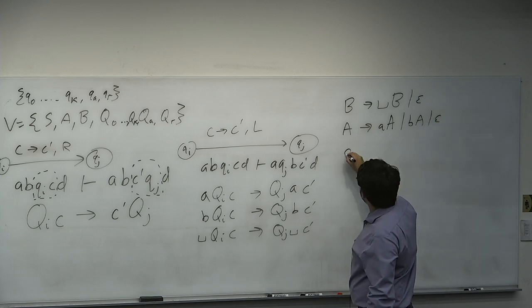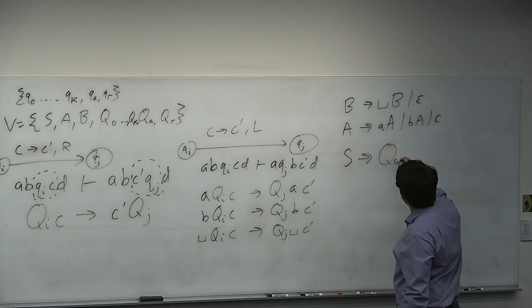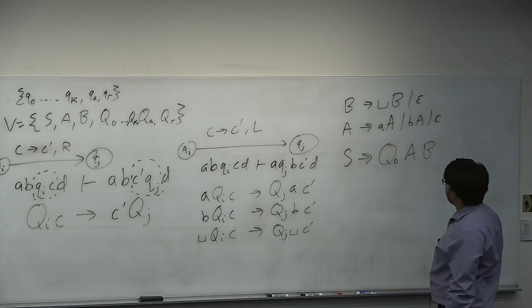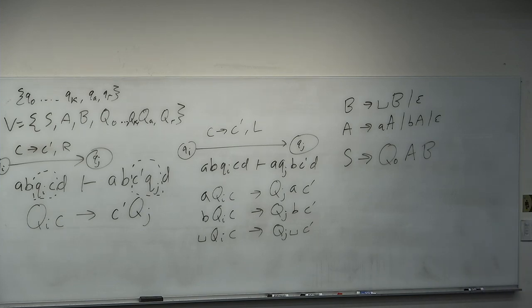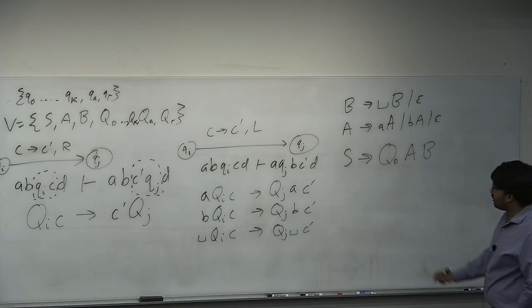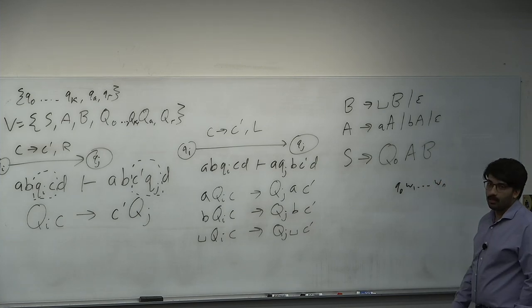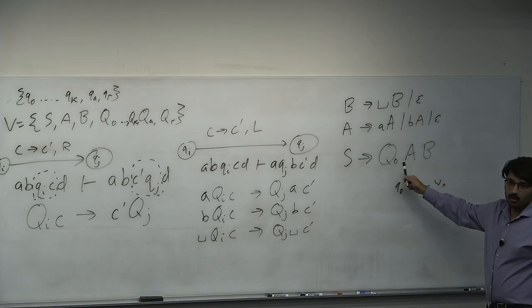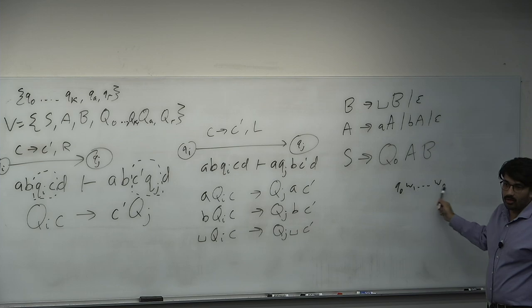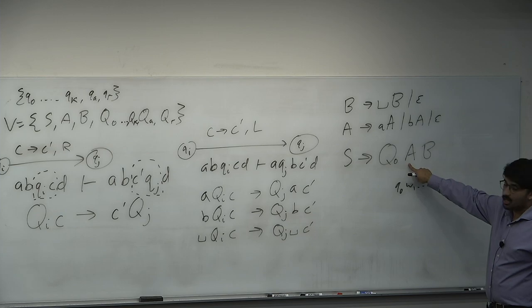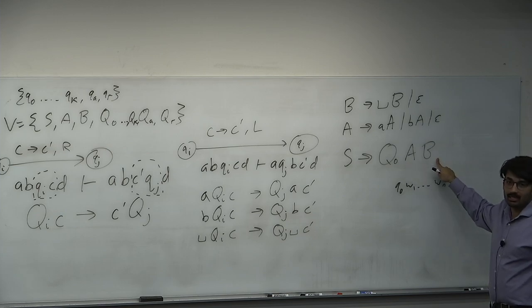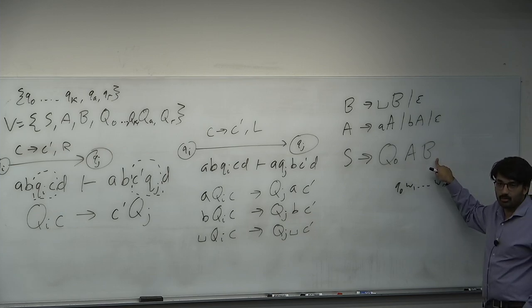And then we'll have the start go to Q0AB. Okay? Q0 is the start configuration. The start configuration is always Q0W1...WN, right? So we just put Q0 there. A is going to be W1 to WN, whatever the input is. We'll just non-deterministically produce all possible inputs. We produce that as A, and then we produce any number of blanks we may need for the computation, right?